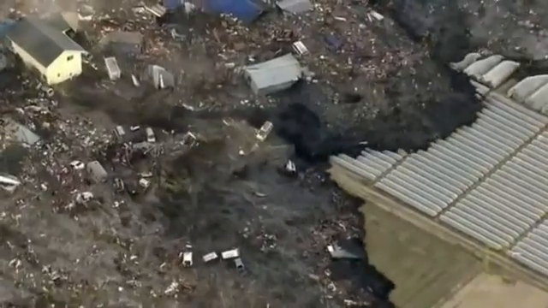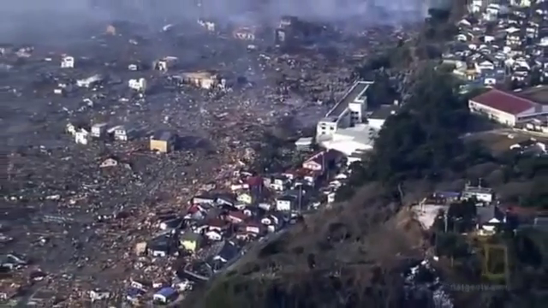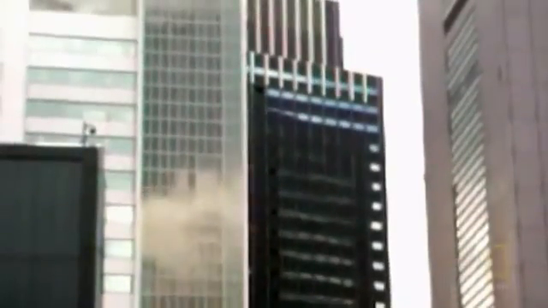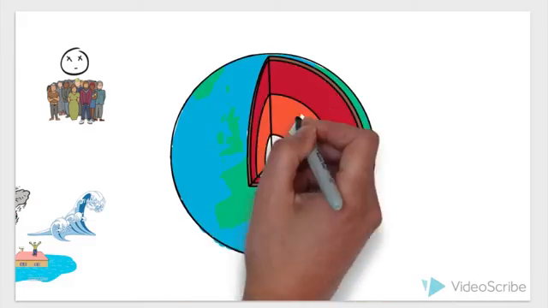Tsunamis: a series of enormous waves created by an underwater disturbance like earthquakes, landslides, or volcanic eruptions. Earthquakes, one of the most destructive, are caused by the shaking and vibration on the surface of the Earth. It can cause massive damage and destruction, but cannot be predicted. All these hazards happen because of the Earth's inner layers that move the surface.